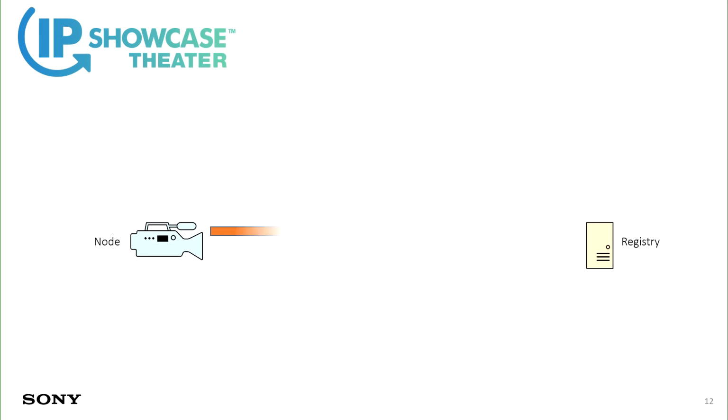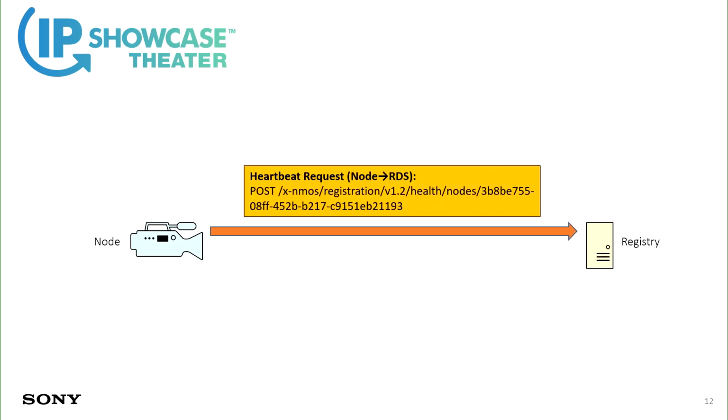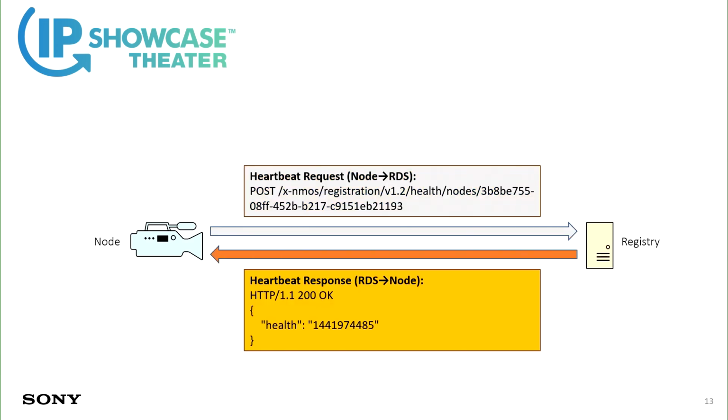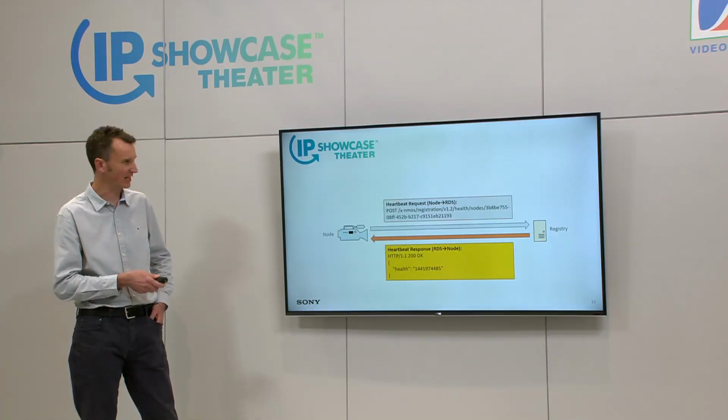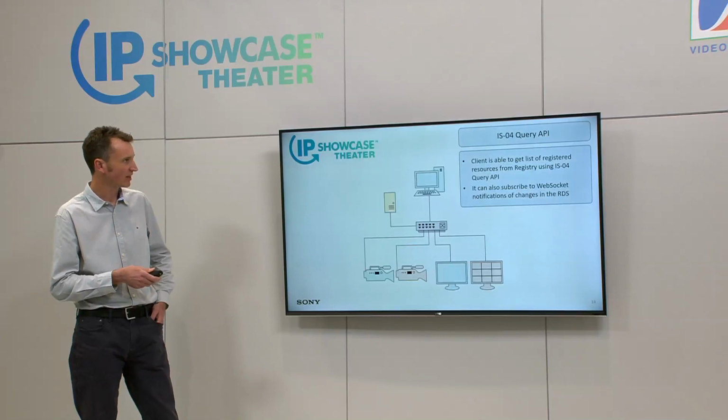The heartbeats are even smaller. It's just a very small amount of information. Again, an HTTP post operation saying that that node is still alive on that network. And the registry will reply with a response saying OK, and with a timestamp, so that the node knows that it's been listened to. So that's the way that the nodes stay registered on the registry.